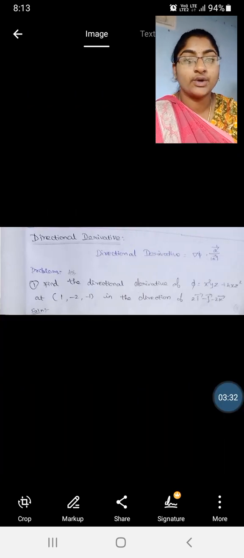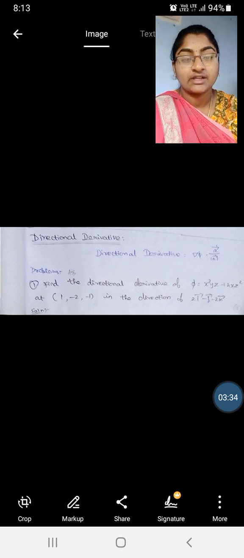Next topic we are going to see directional derivative. So the formula for directional derivative is del phi dot a vector divided by modulus of a vector. In this we have to find the value for del phi and a vector, which is nothing but the direction. It will be given in the question, a vector. For that we have to take the modulus. So modulus of a vector. These three things we have to find and substitute in the formula. Hence we can find the value for directional derivative.